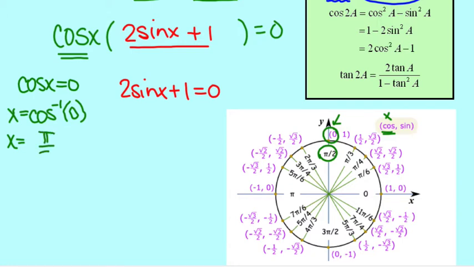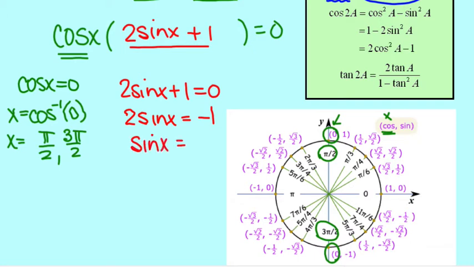Do I have another one on the unit circle? Yes. Down here at 3 pi over 2. So far I have 2 solutions, pi over 2 and 3 pi over 2. Now let's go to the second equation in the red. We still have to do a little bit more manipulating of this equation. We have to undo the plus 1, so we're going to subtract 1. And then we're going to undo the multiplying by 2 by dividing by 2. So now we have the sine of x equals negative 1/2. Now we're going to use our inverse trig, take the sine inverse of negative 1/2.